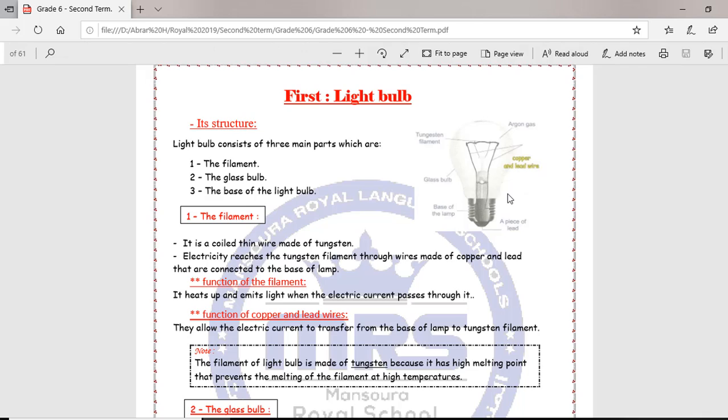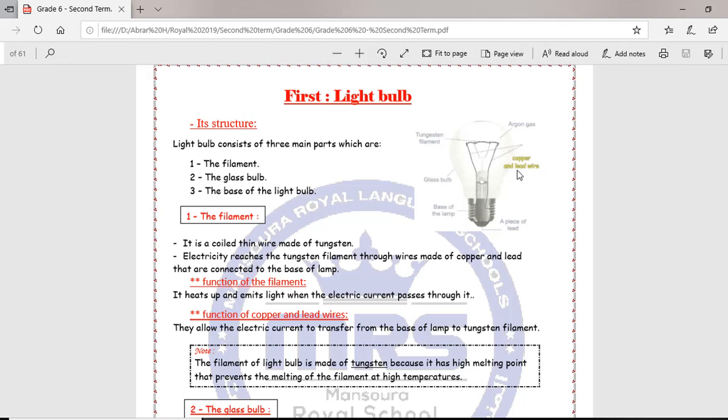First, let's talk about the light bulb. Thomas Alva Edison is an American inventor who invented the light bulb. What are the uses of the light bulb? The light bulbs are the most popular source of artificial light, and they are used in lighting houses, car lights, and torches.